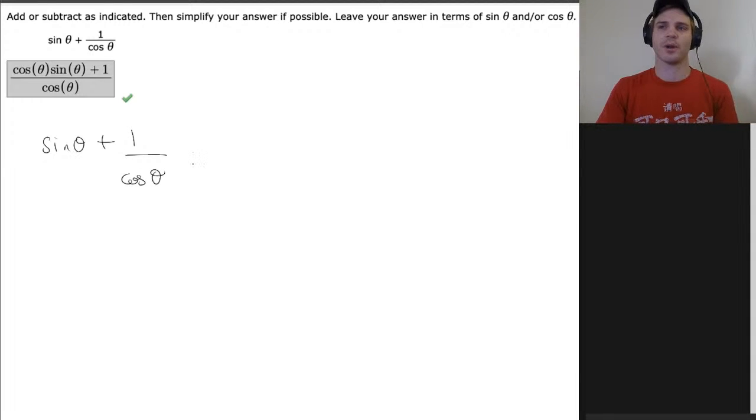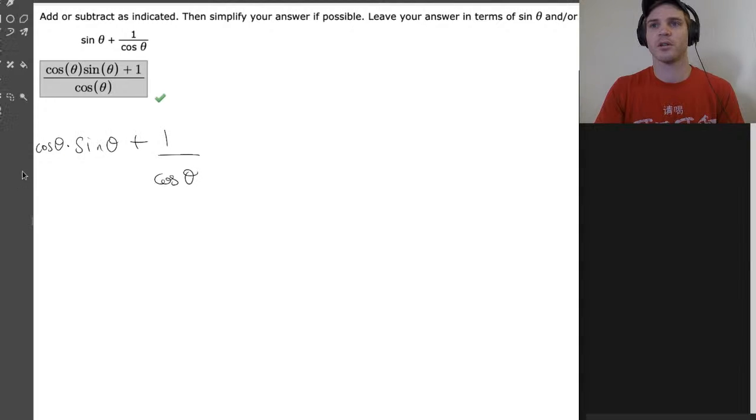And so how do we add fractions? We need a common denominator. So here we've got a denominator of cosine. So I'm going to give this one a denominator of cosine. The way I do that is I multiply by cosine of theta. Oh, oops.